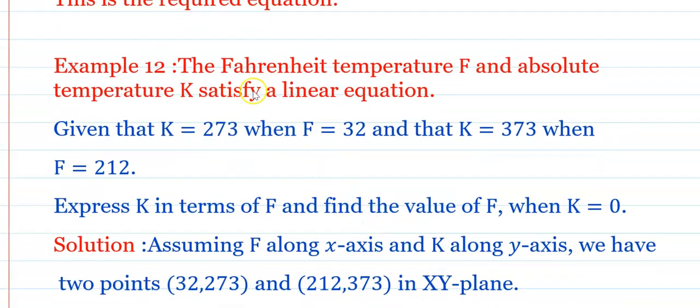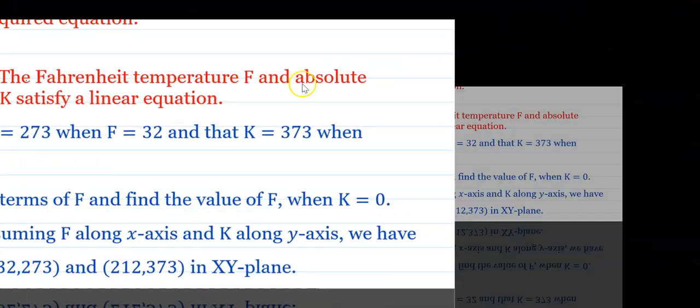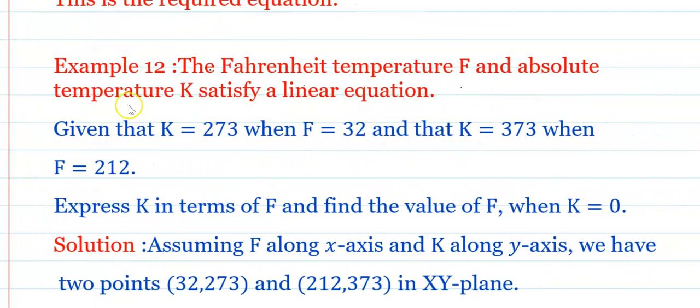Now the next example: the Fahrenheit temperature F and the absolute temperature K satisfy a linear equation. Here K is equal to 273 when F is 32. Again K is equal to 373 when F is 212. Express K in terms of F. Find the value of F when K is 0.